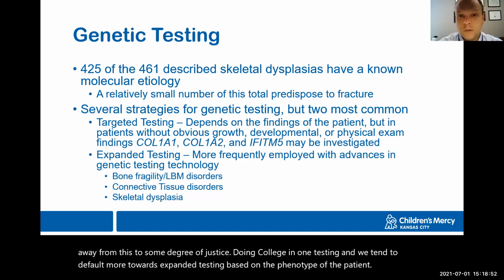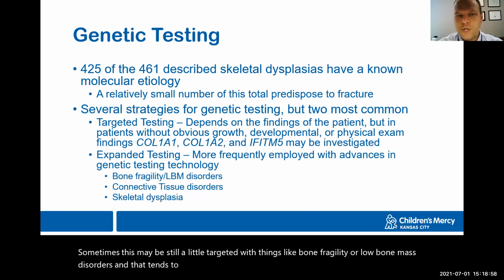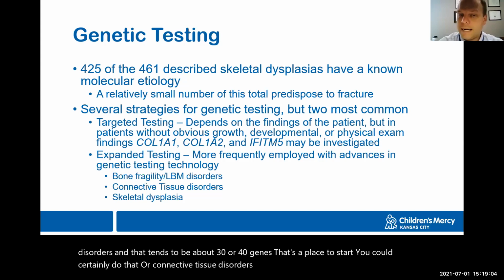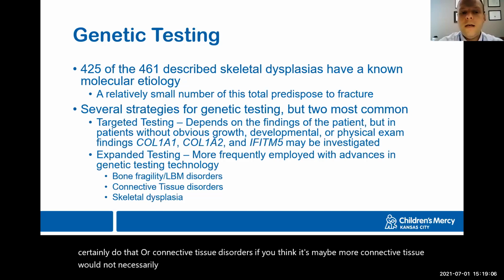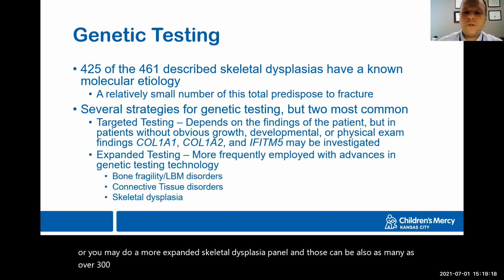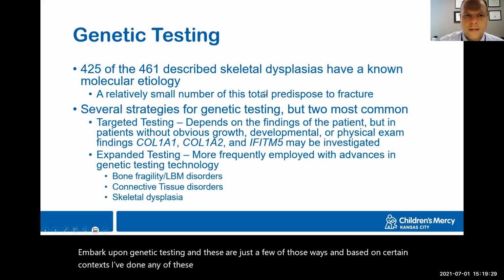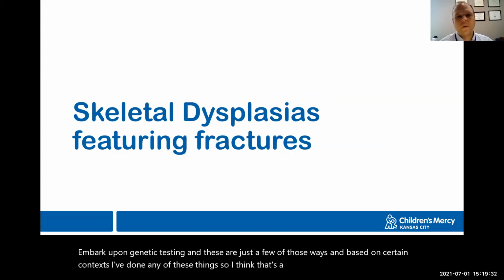Sometimes this may still be a little targeted, with things like bone fragility or low bone mass disorders, and that tends to be about 30 or 40 genes. That's a place to start. You could certainly do that. Or connective tissue disorders, if you think it's maybe more connective tissue and not necessarily a skeletal dysplasia, and those are a finite group of about 40 or 50 genes. Or you may do a more expanded skeletal dysplasia panel, and those can be as many as over 300 genes, depending. So there's a lot of different ways that one might embark upon genetic testing, and these are just a few of those ways. Based on certain context, I've done any of these things, so I think that's a perfectly reasonable thing to do.